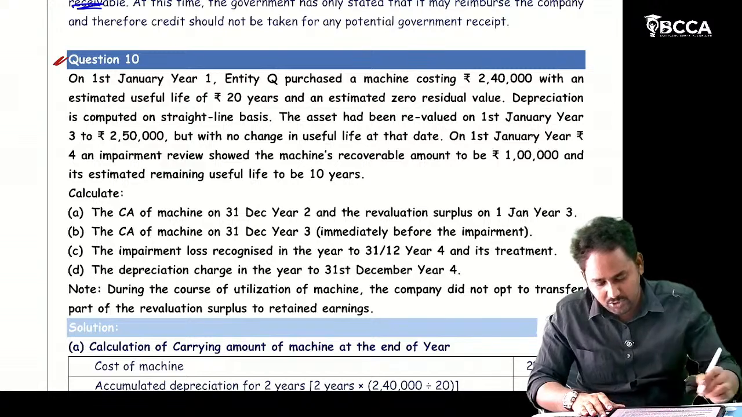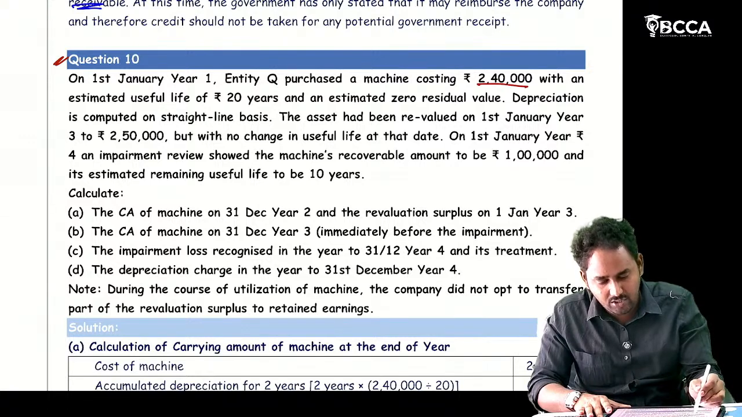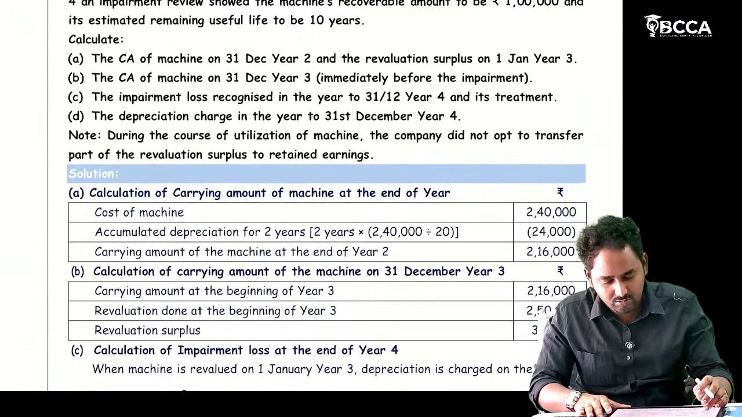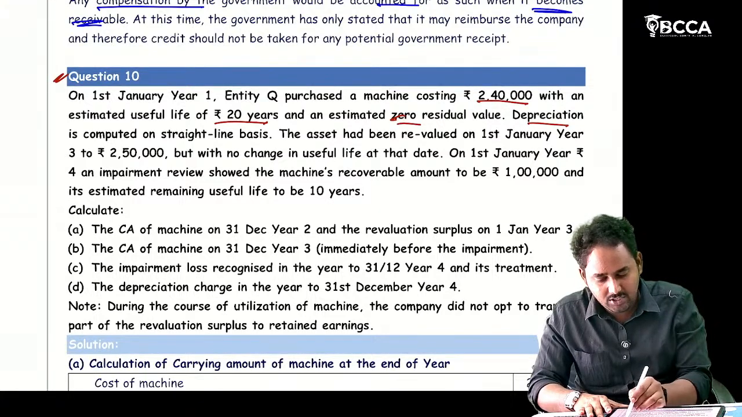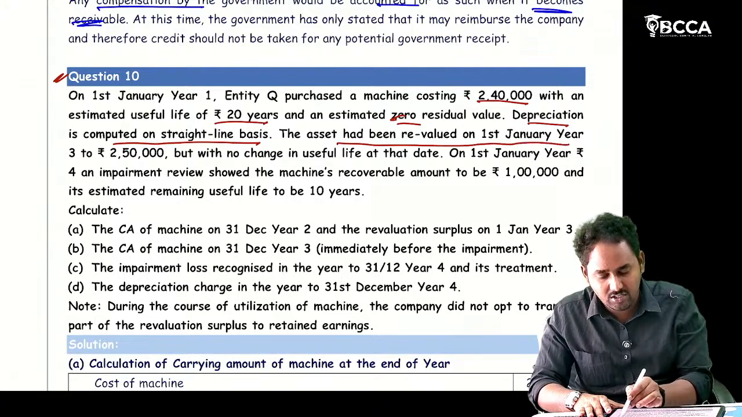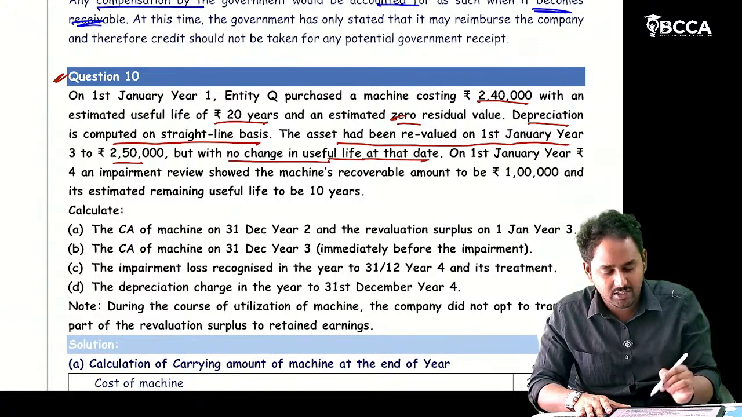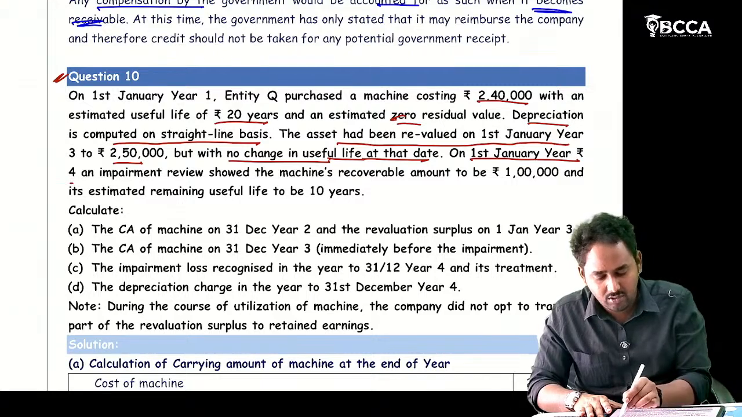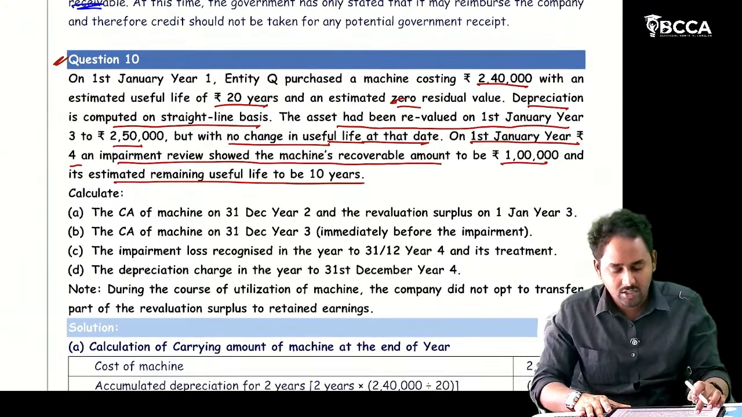Now after that, question number 10. On 1st January year 1, entity Q purchased machinery costing 240,000 with an estimated useful life of 20 years and residual value 0, and the depreciation is computed on a straight line basis. The asset was revalued on 1st January year 3 at 250,000 with no change in the useful life. On 1st January year 4, an impairment review showed the machinery's recoverable amount to be 1 lakh rupees and its estimated remaining useful life to be 10 years.